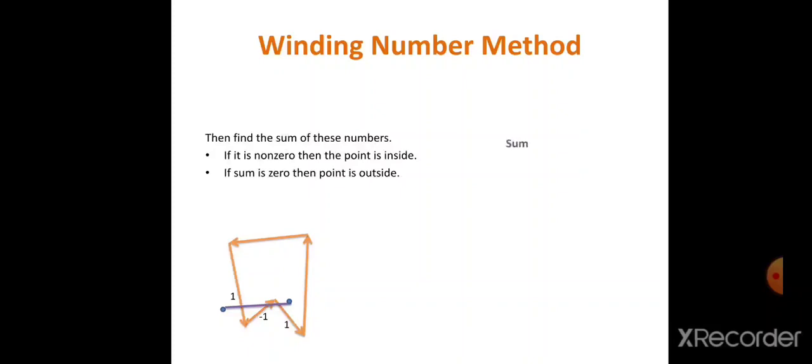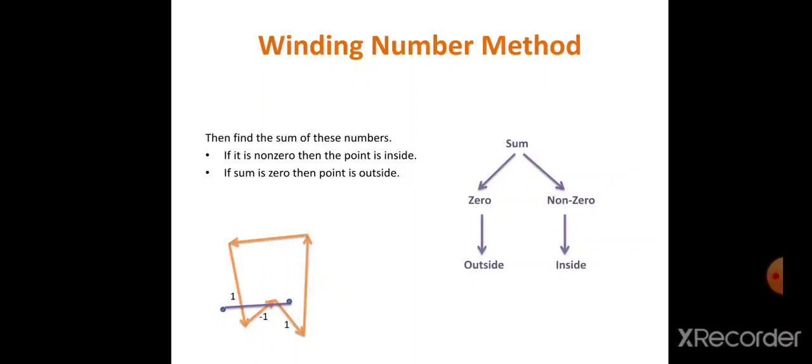If that sum is 0, then we can say that point is outside. If that sum is non-zero, then we can say the point is inside. What we are doing in even odd? If sum is odd, then point is inside. If sum is even, point is outside. Now, here what we are calculating? If sum is 0, then point will be outside. If sum is non-zero, then point will be inside.